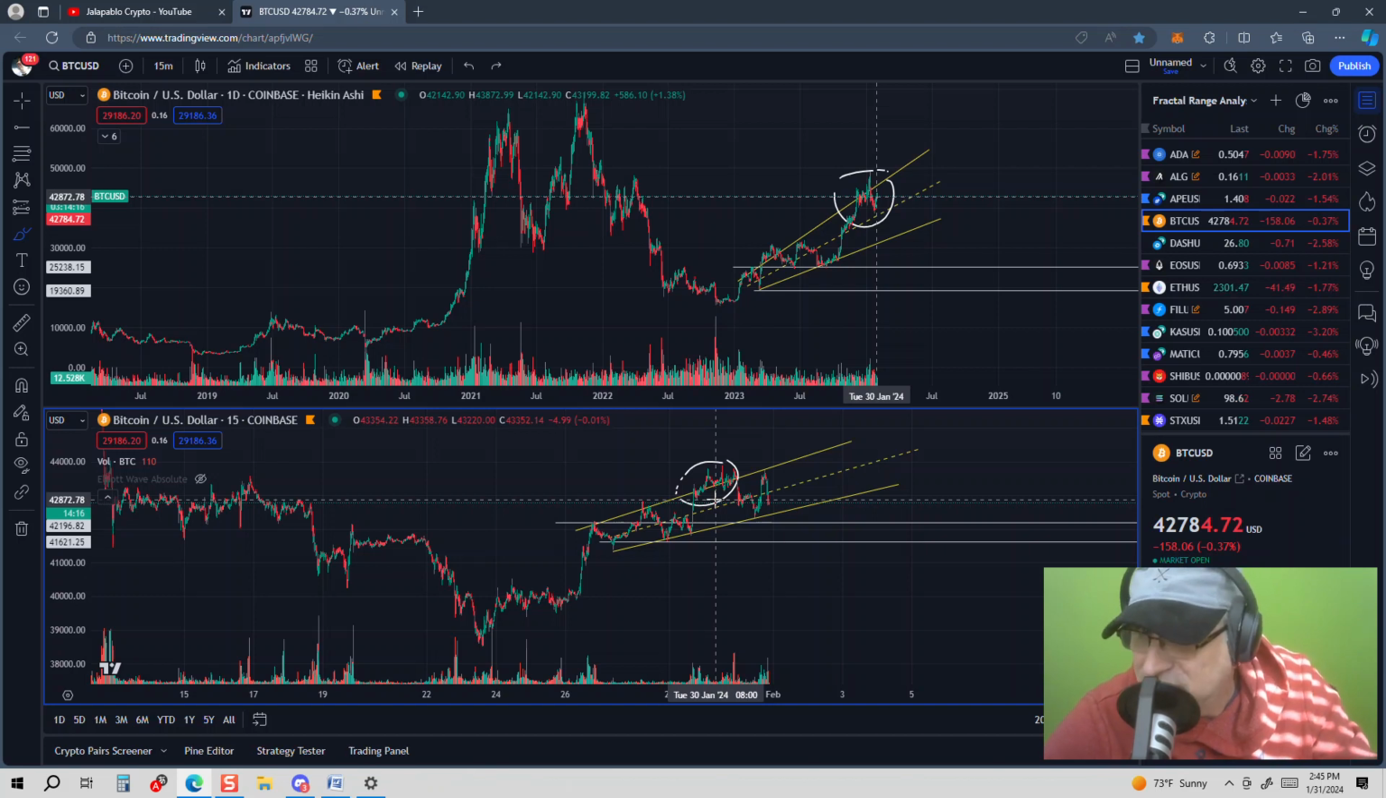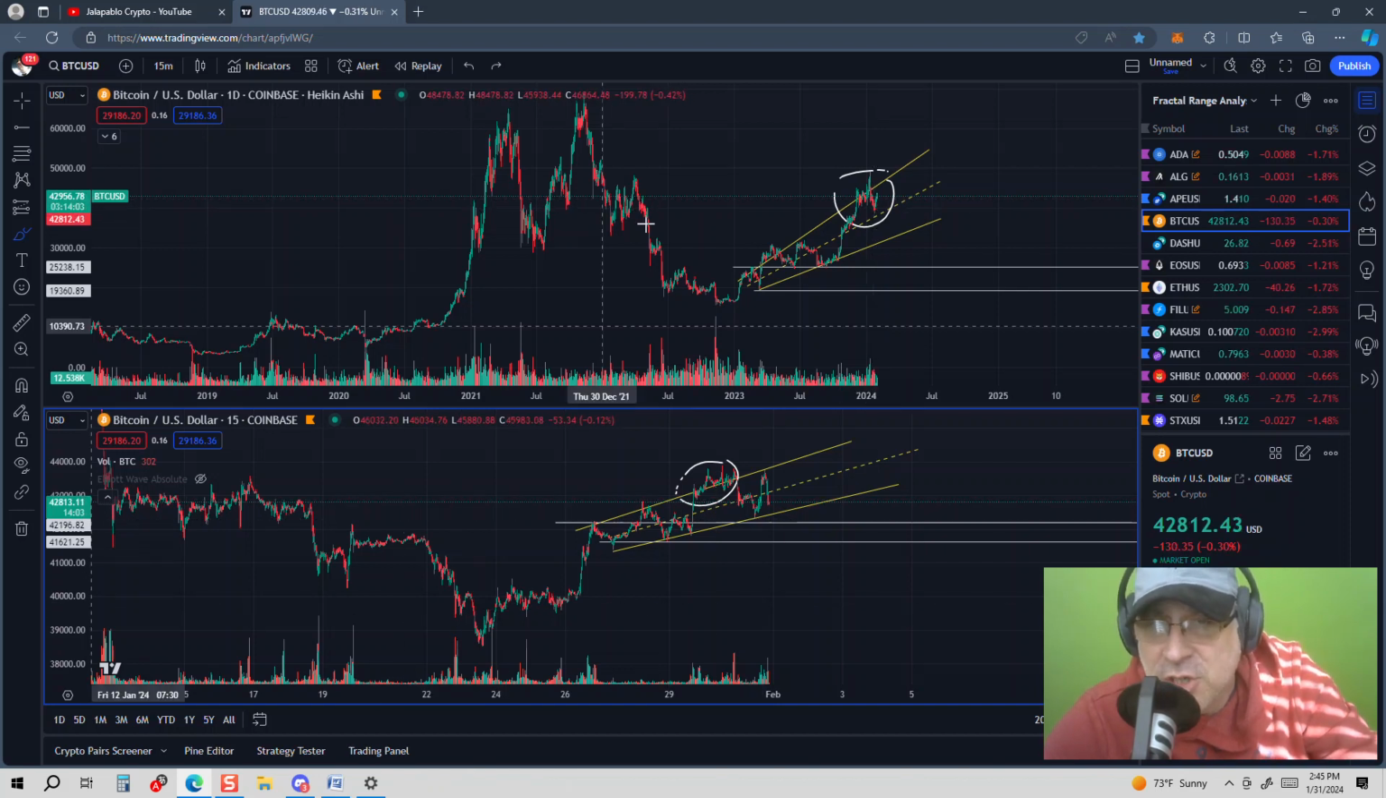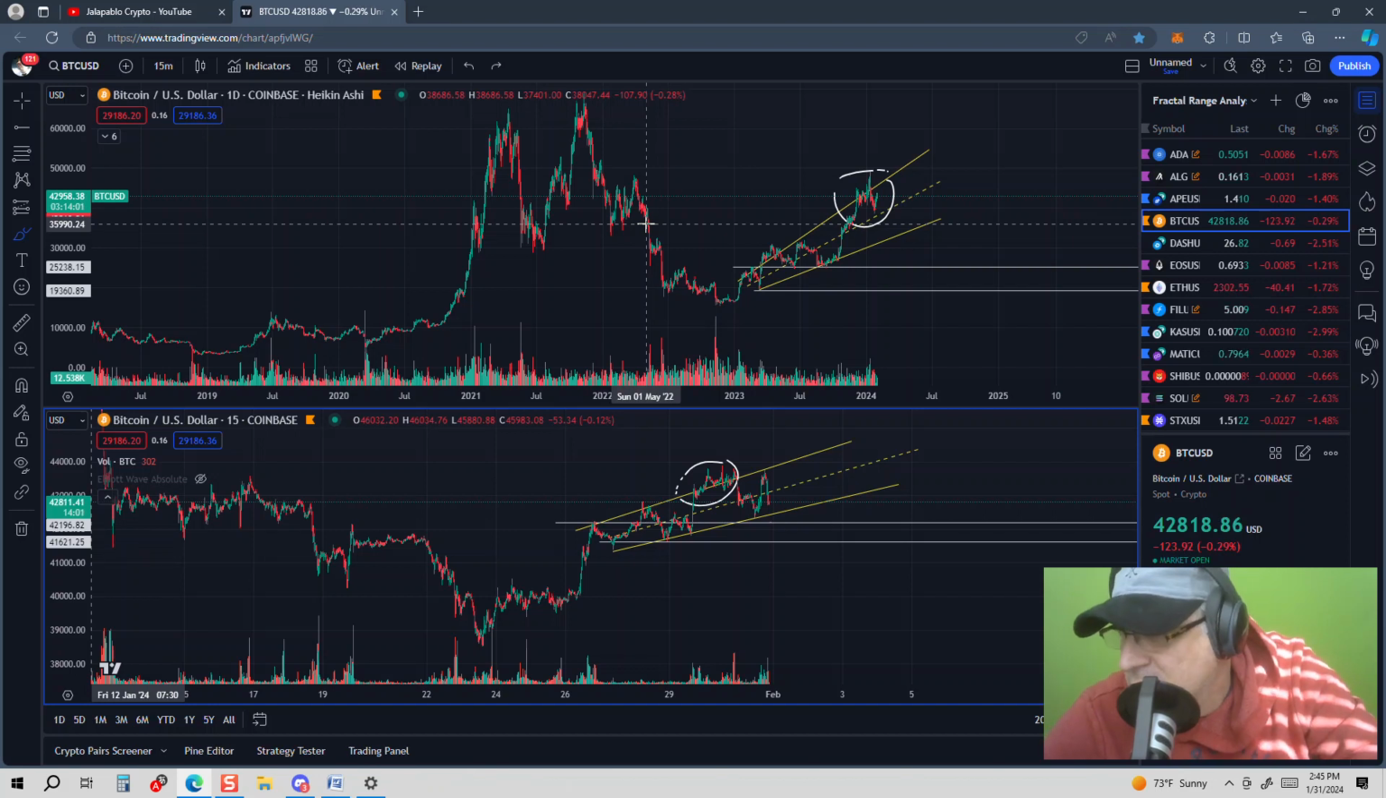And that's why Elliott Wave and Wyckoff, to me, are so poignant and work so well, because of the fractal nature. You could use them on any time frame, and the results are going to be pretty accurate. So that's what I endeavor to do with the fractal range analysis.